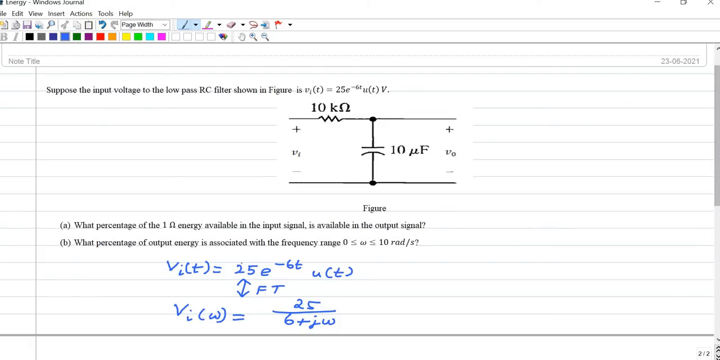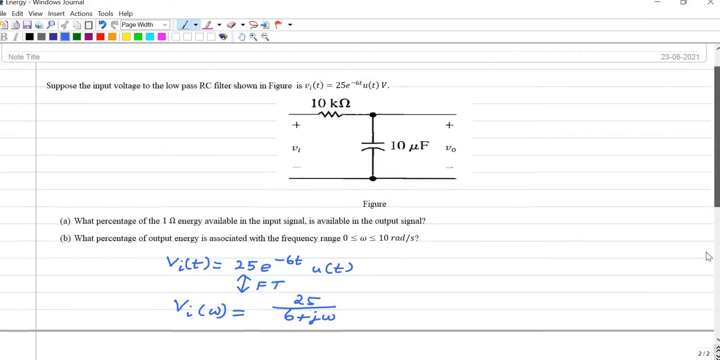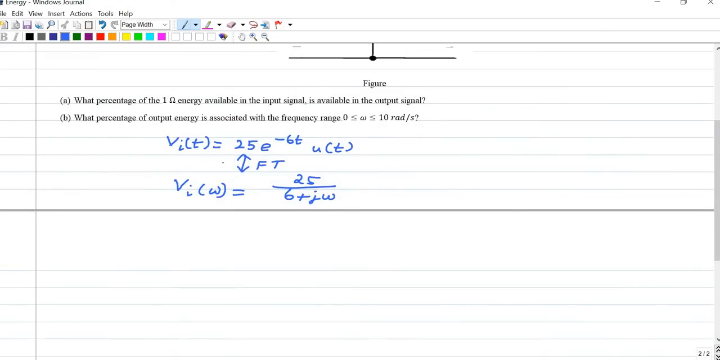Now I'm going to calculate the energy of the input signal, either in the time domain or the frequency domain you can calculate. So let me use time domain because there is no restriction in terms of certain band. So I can take it in the time domain itself. So Wi is the energy of the input signal, integral minus infinity to plus infinity Vi square t dt. Is it correct? Energy of the signal in the time domain.